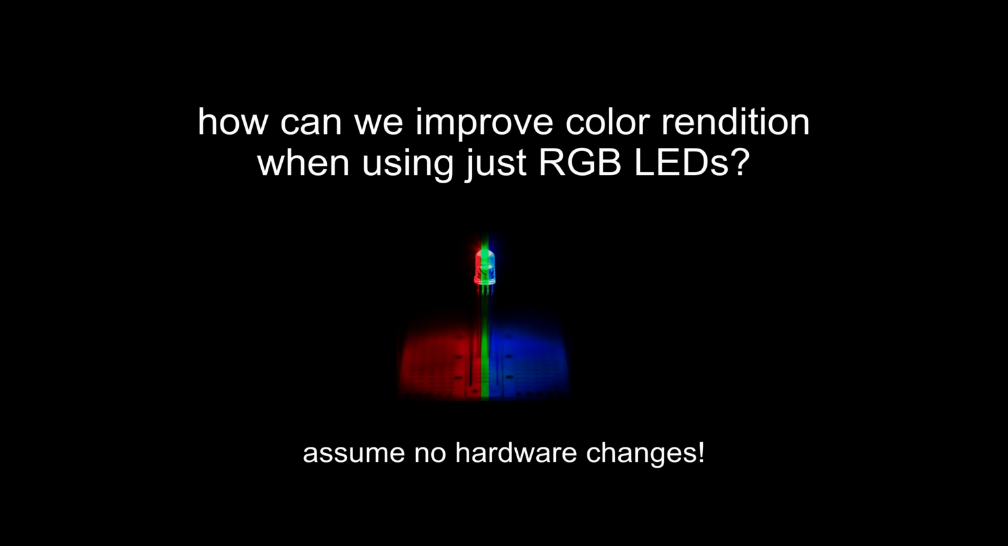So we want to assume there's no hardware changes, but what can we actually do to improve the color rendition when we're using these RGB LEDs as lighting? It's one thing to sit up here and complain and say, hey, we're not getting good color rendition out of these instruments, but we actually want to be able to solve this problem as well so that we can continue to shoot inside virtual production stages and be successful with that.